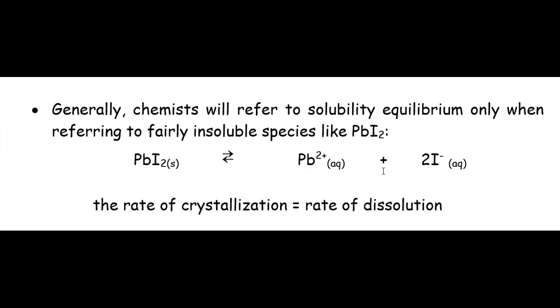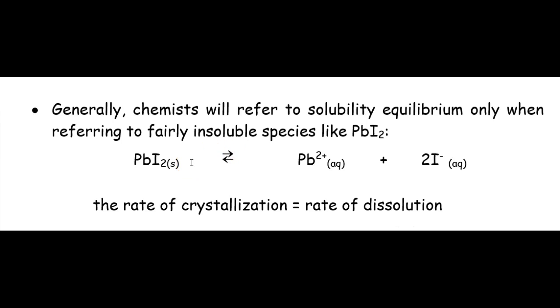Once they do dissolve, the small number of ions that are present in solution, before any other PbI2 in this example begins to dissociate, we see these ions reforming the solid. At that point we say that the system has reached equilibrium, because the rate of crystallization of the ions is going to be equal to the rate of dissolution, or the rate of dissolving of the solid.